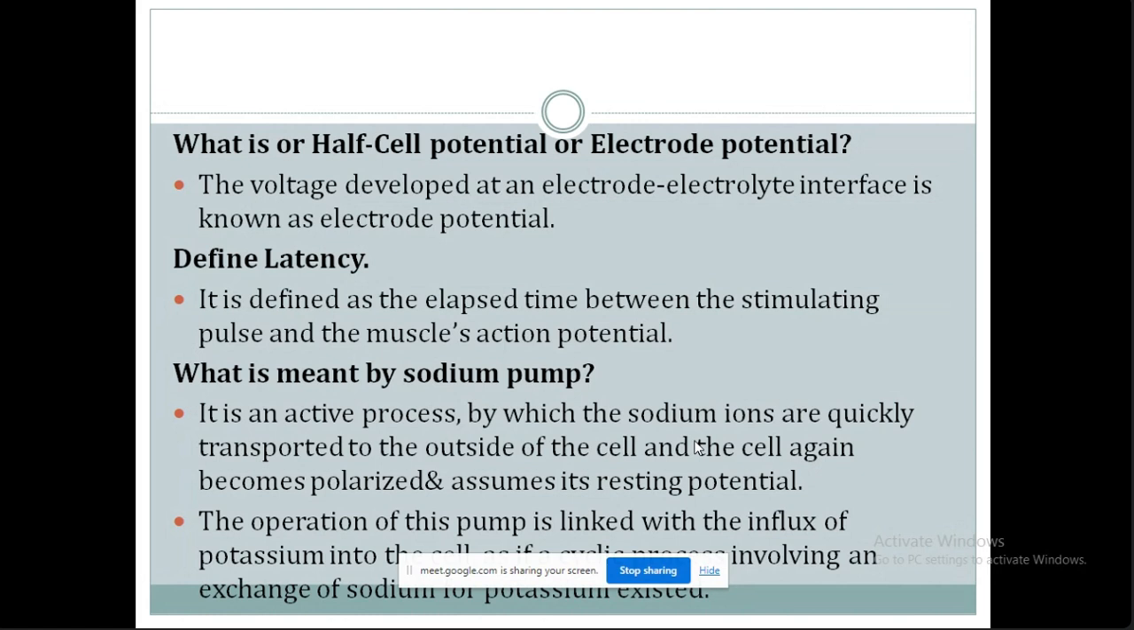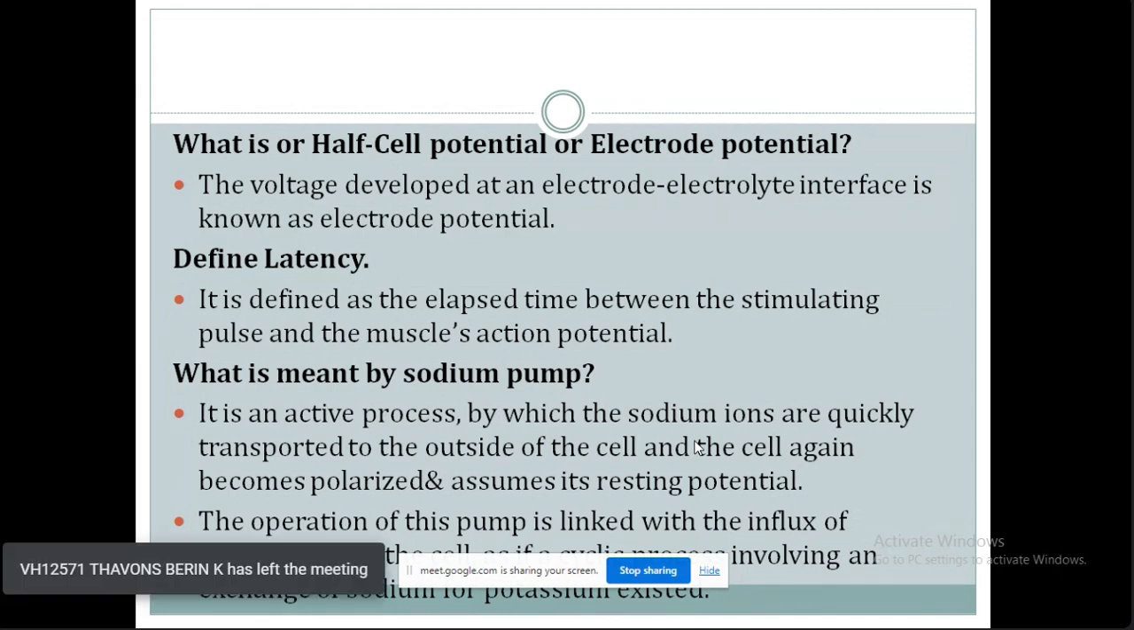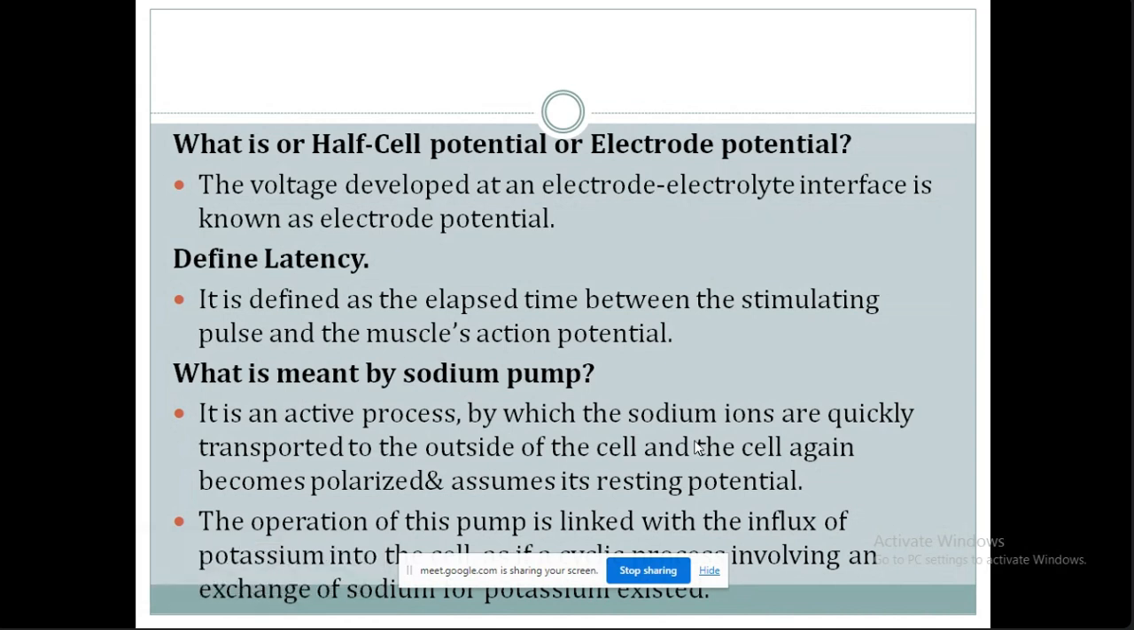Latency and the sodium pump, please note these down. Latency is the elapsed time between the stimulating pulse and the muscle's action potential. This time period is called latency. And what is the sodium pump? It is an active process by which sodium ions are quickly transported to the outside of the cell, and the cell again becomes polarized and assumes its resting state. The operation of this pump is linked with the influx of potassium into the cell, as a cyclic process involving an exchange of sodium for potassium.